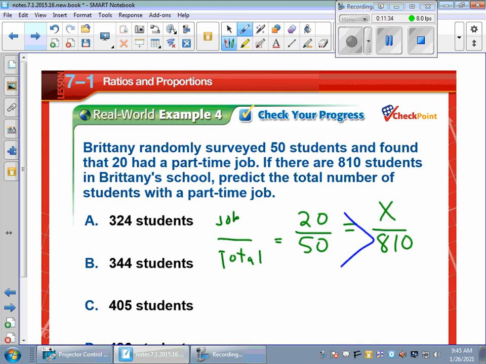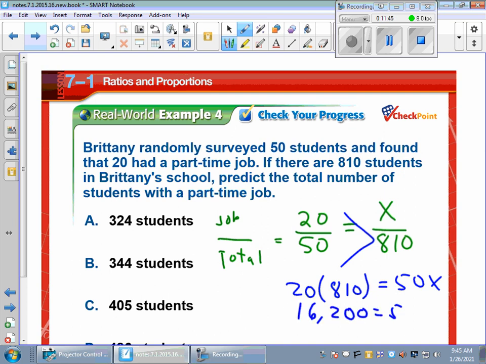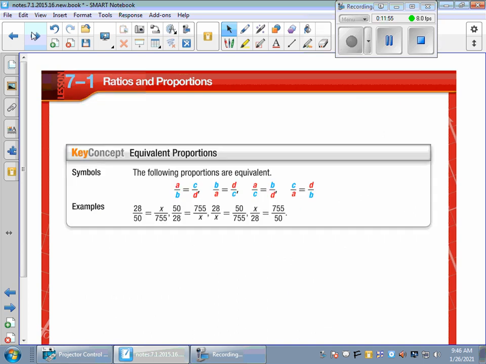So then we would cross multiply. 20 times 810 equals 50 times x. 20 times the 810 gives me 16,200 equals the 50x. You divide that number by 50, and we end up with a total of 324 students. So again, you've got to be consistent when you set up the proportions.